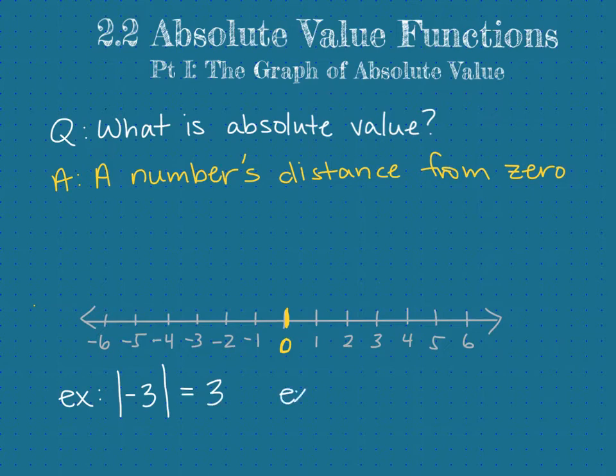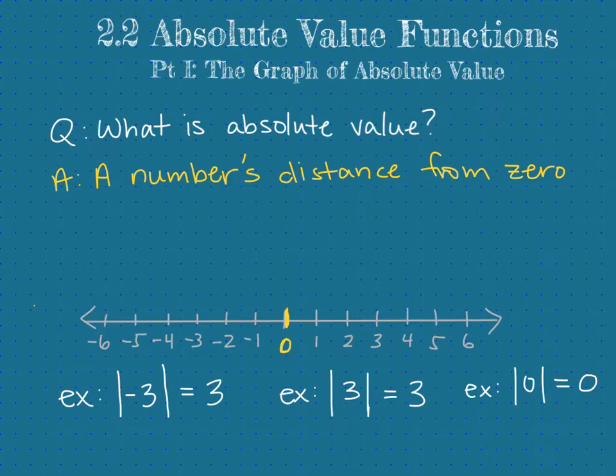Let's try the absolute value of 3. How far is 3 away from 0? It is also 1, 2, 3 units away from 0. So the absolute value of 3 is 3. How about the absolute value of 0? How far away is 0 from 0? We don't have to move at all, so it is 0 units away from itself.